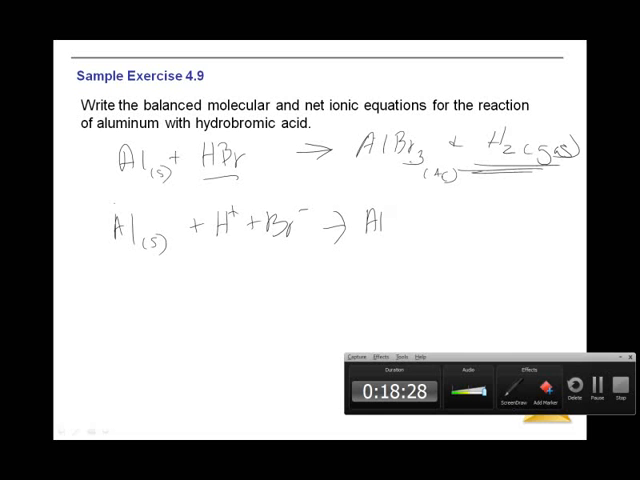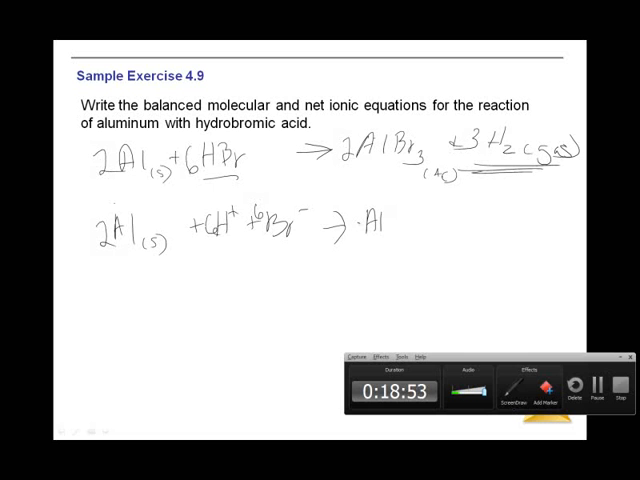Whoops, I didn't balance this. I need 3 bromine here, but if I do that, I'm going to actually need 6 here, right? So I'm going to need 2 of those, and I'm going to end up with 3 hydrogens, okay? So I need 2 aluminums, 6 of those, 6 of those.